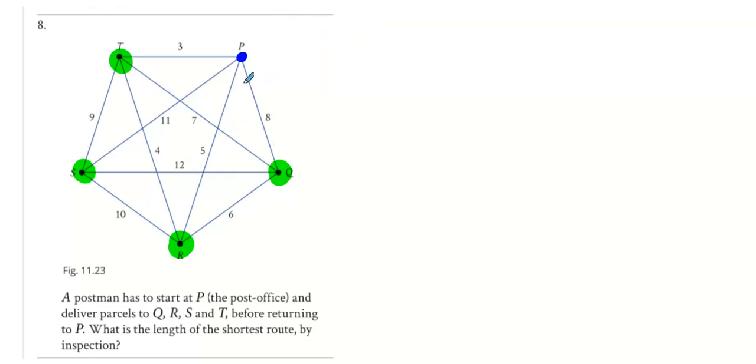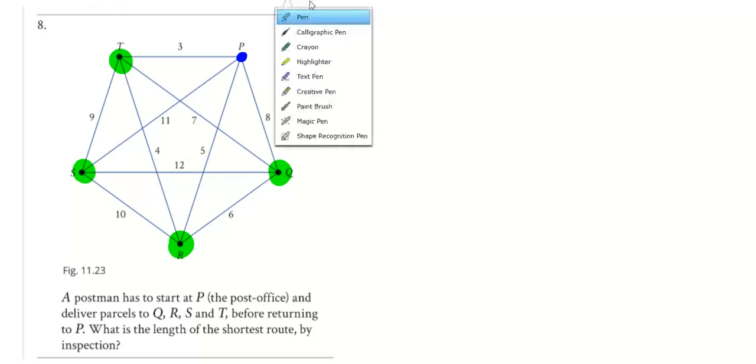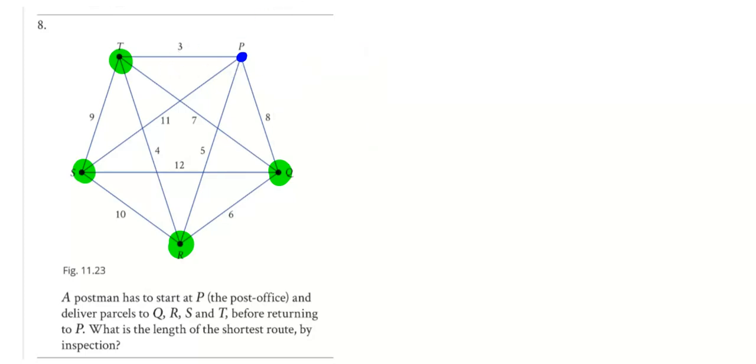All right, P to T or T to P is a distance of 3, and it's the shortest distance of any of them. So look at all the outlets from P. You have 3, 8, 5, and 11. So P to T is definitely going to be one of the lines I use. Okay, so P to T has to be one of the lines we're going to use. So P to T, I'll highlight you in yellow.